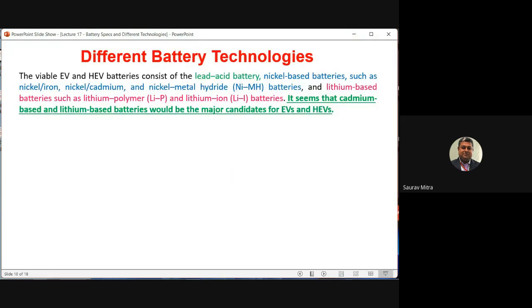Different battery technologies, though I have put them in the figure, or in the slides, I will not be asking about them in the exam. Whatever part I will ask in the exam, I'll tell you.